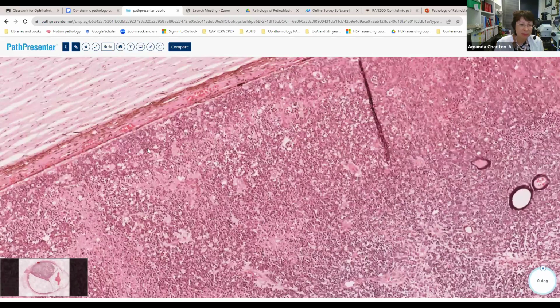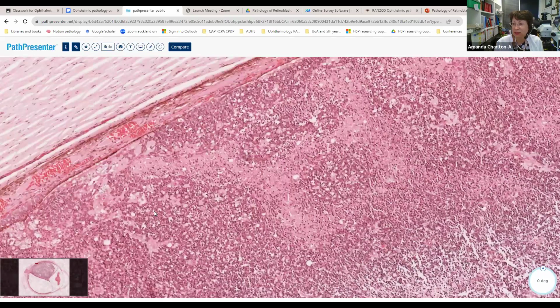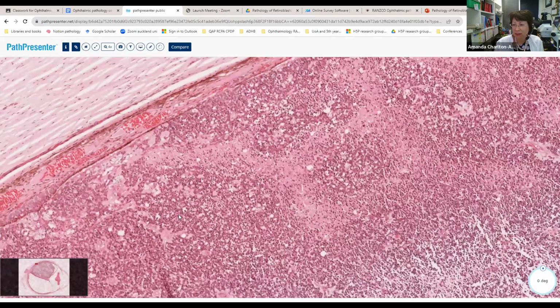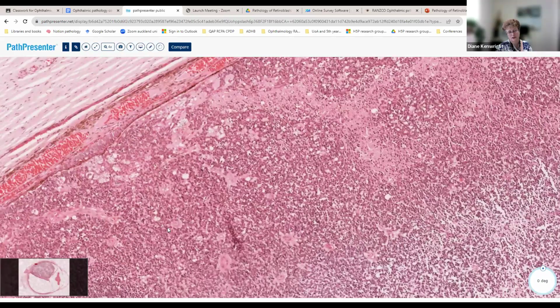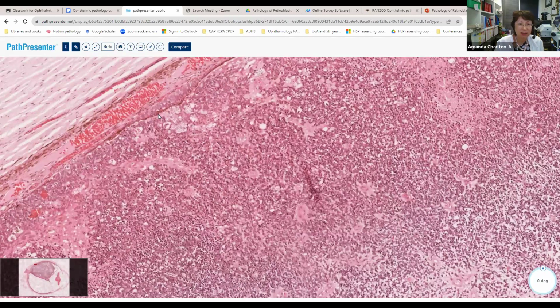We don't care how big it is. Is there a size thing with retinoblastomas? Do we have to worry about the size? I don't think so, no. The size makes no difference to prognosis, but the size of choroidal invasion does. So this is not massive because it's less than 3 millimeters.